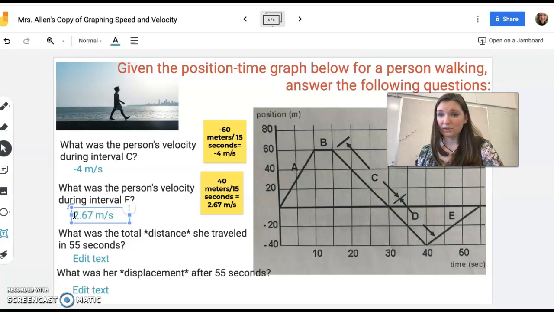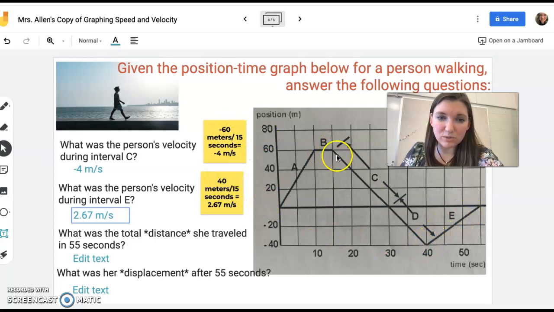If she was going farther back towards the, well, I guess that's kind of a confusing way to say that. Since she's going from negative 40, since the slope is positive, that's why we've got that positive 40 there. But since here the slope was negative, that's why we've got negative 60, going back towards the start and then going closer to the start.